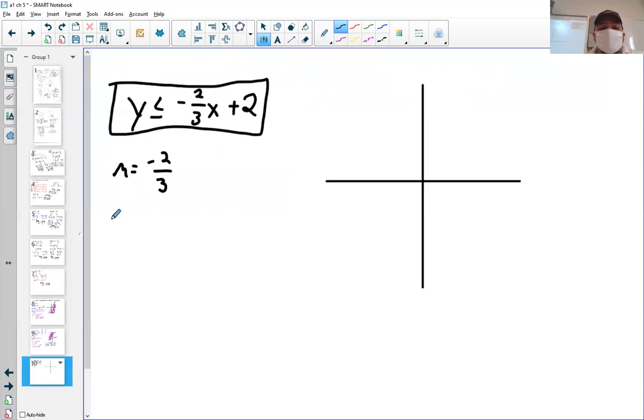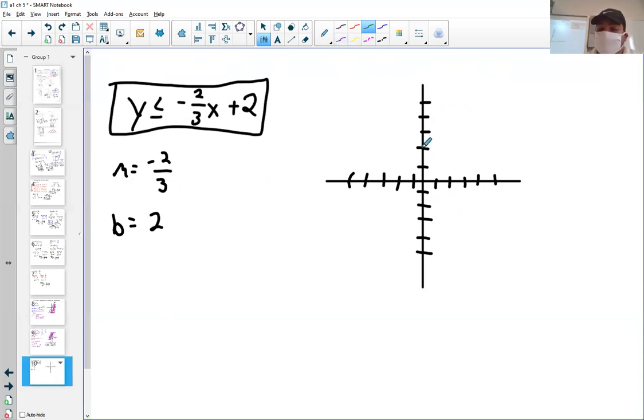M is -2/3. B is 2. Guys, I'm about to go over the answer. Please pay attention. So B is +2.